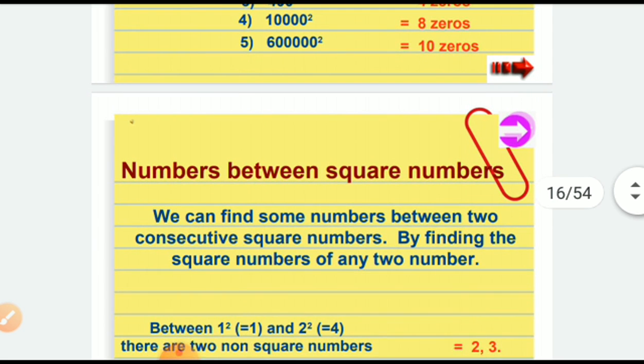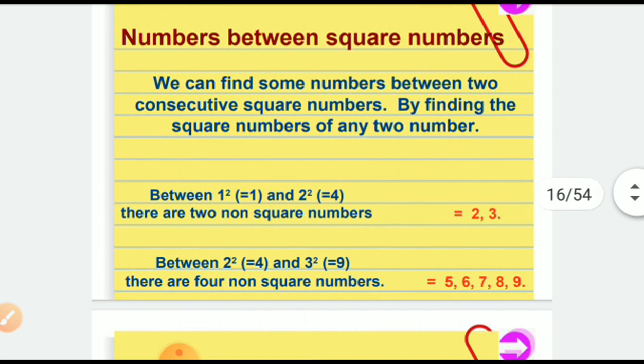Numbers between square numbers. Yes, new things are here for our exercise. How many numbers are lying between two square numbers? We can find some numbers between two consecutive square numbers by finding the squares of any two numbers. Yes, my dear students, here you can say 1 square and 2 square. How many numbers are there? 2 and 3. 2 are there.